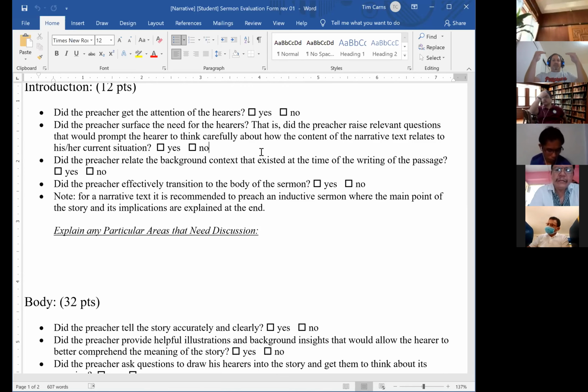So after I get the attention of the hearers, after I surface the need, and then I say, turn with me to Jonah chapter 3. We're going to be reading from verses 1 to 4. And so I'll have them read that. And then at that point is when I might draw in some of the background context or some of the setting to get their minds knowing what was going on around the passage, so to speak. Because when I get to the body of the sermon, that's when I'm actually walking through the passage. So I'm trying to get them enough information so they understand the setting of the passage.